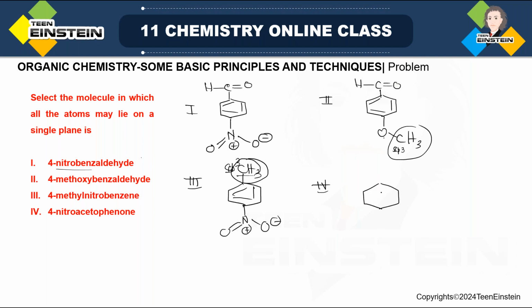The last one, 4-nitroacetophenone, and the nitro group in extended form so that you can understand why it is planar. COCH3. Now here also in this part you have an sp3 carbon. The C double bond O is okay, it is sp2, but CH3 is sp3, so it will not be planar. So considering all this, the first option should be the correct option.